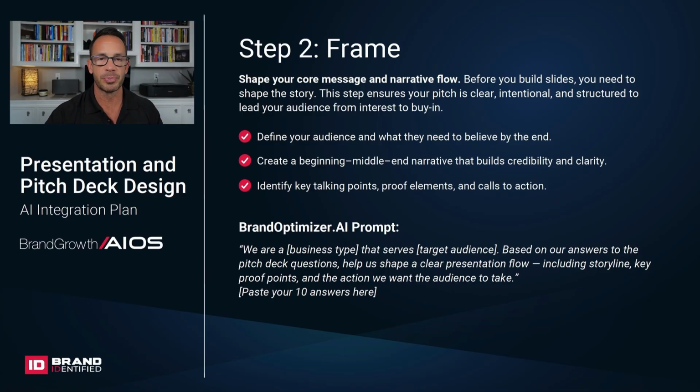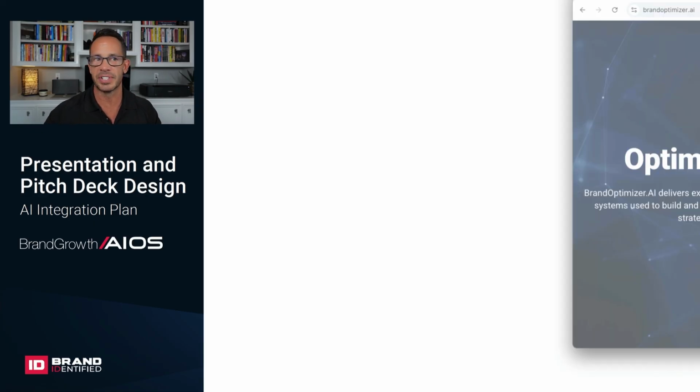So for example, on this prompt, it is: we are a, and you want to input your business type there, that serves, and then go ahead and enter in your target audience. Now, based on our answers to the pitch deck questions, help us shape a clear presentation flow, including storyline, key proof points, and the action we want the audience to take. So you will take this prompt, you will take those 10 questions in step number 1 and the 10 answers from step number 1, and you'll go over and visit BrandOptimizer.ai.